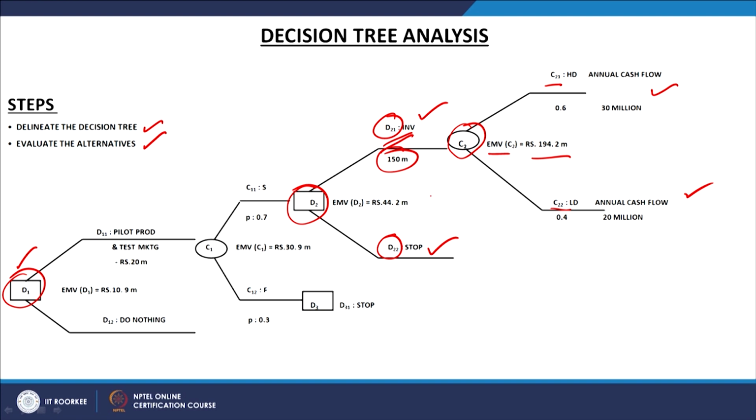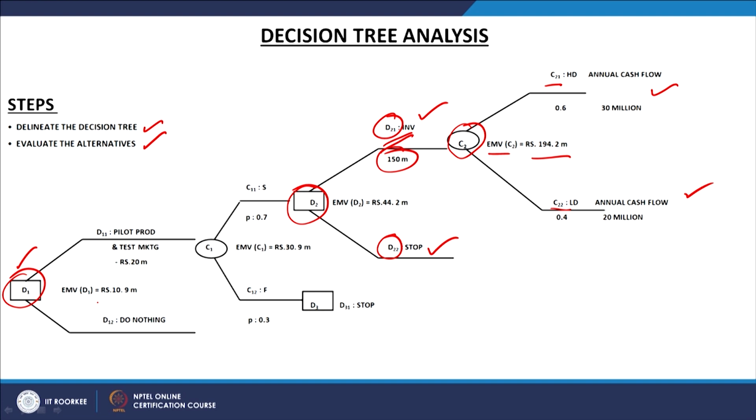Once the investment is made, now we go to the C2 level. C2 level says that chances of high demand are 60% and chances of low demand are 40%, and if there is a high demand, annual cash flow will be 30 millions, and if there is a moderate demand, then the annual cash flow will be 20 millions, right. So, first this tree has been delineated or drawn, given its shape.